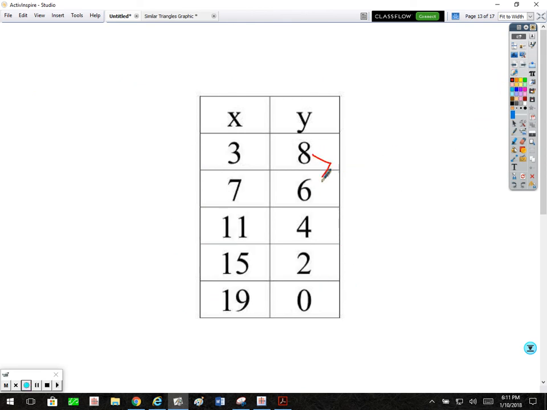So we have 8 to 6. Remember, this is my run. This is the rise. X is run, Y is rise. Change in Y over change in X. Up and down divided by left and right. So if I started at 8 and went to 6, I went down 2. 6 to 4, I went down 2. 4 to 2, down 2. And 2 to 0, I went down 2. So you see I have a constant change over here of down 2.